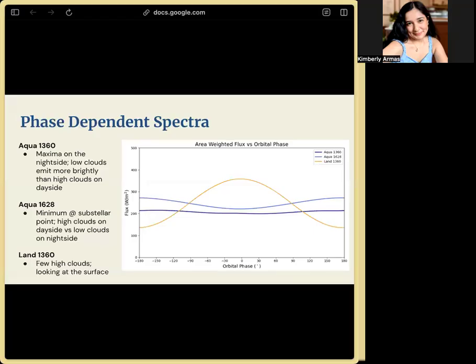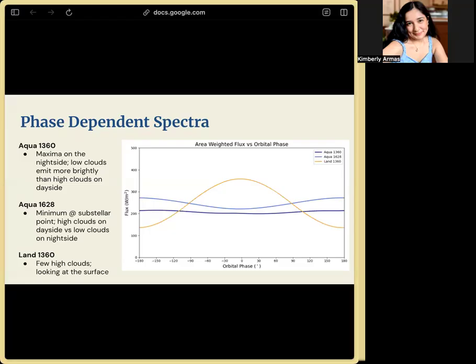Now, when it comes to the flux versus orbital phase plots, we can see that for both aquaplanets, there's a slight maxima at the western and eastern quadratures with a minimum near the substellar point. So the high clouds we see on the day side are not going to be emitting as brightly as the lower cloud deck on the night side, which creates that minimum in the observed thermal emission.